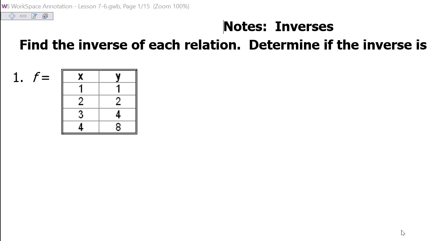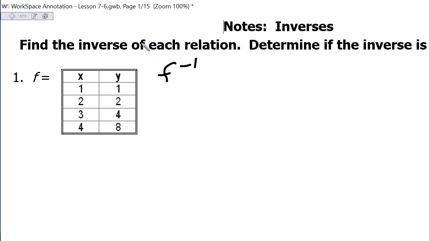So the instructions for problems 1, 2, and 3 say find the inverse of each relation. Determine if the inverse is a function. So number 1, we have f. Our relation is given in that table. We need to find the inverse. To represent an inverse, we use the -1 power. So f to the -1 power means f inverse.